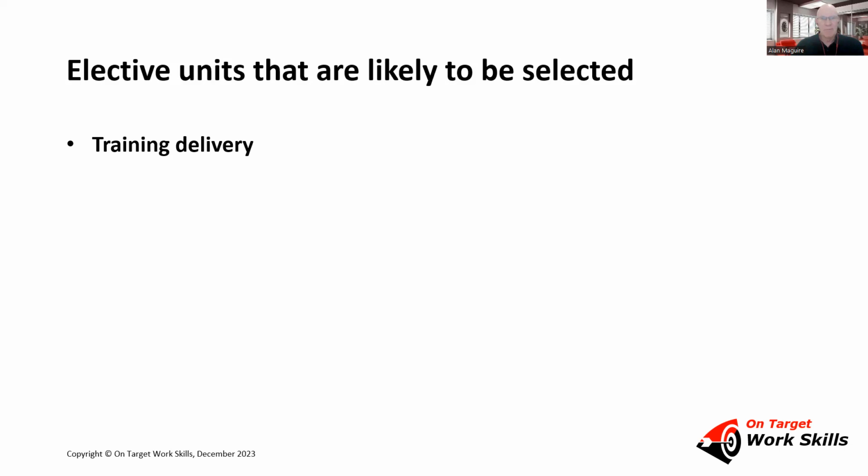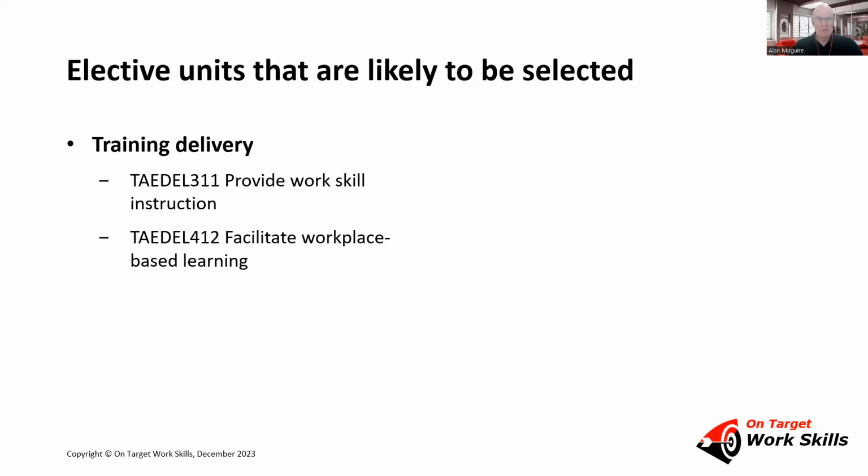In regards to the delivery of training, there is Provide Work Skills Instruction, although the title doesn't give it away, but it's basically delivering training to an individual or a small group of people. Another unit is Facilitate Workplace-Based Learning, which relates to people who are delivering maybe apprenticeships or traineeships or work placement programs, and that's a lot of people that get involved in those sorts of things. This would be an appropriate unit for them.